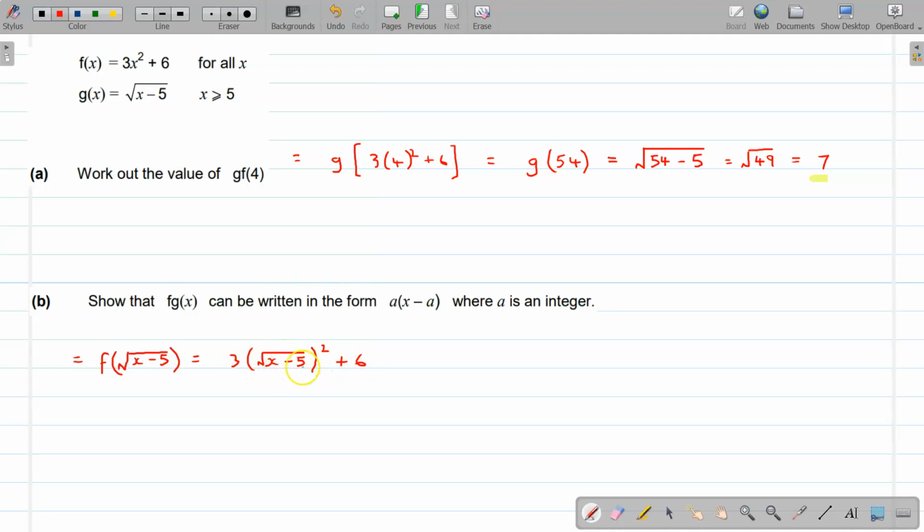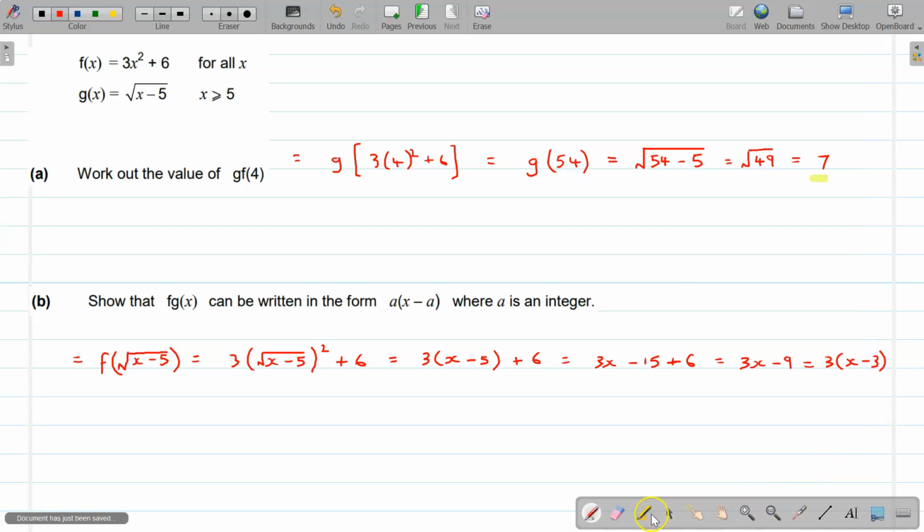And then I can do the step I just said. Well, that is the same as 3 lots of x minus 5 without the square root or the squared plus 6. Okay, and that is equal to 3x minus 15 plus 6. Okay, 3x minus 15 plus 6. And that is equal to 3x minus 9. Okay, and that is equal to 3 lots of x minus 3.